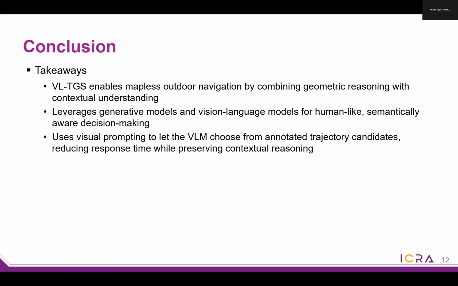To wrap up, we propose a two-stage trajectory generation and selection method: generating multiple geometrically feasible candidate trajectories using a generative model, and then selecting the semantically feasible candidate trajectory using a VLM with a visual prompting method.